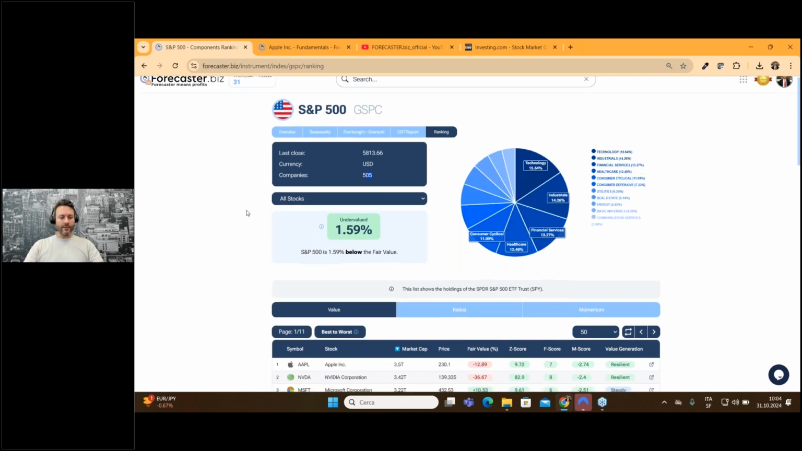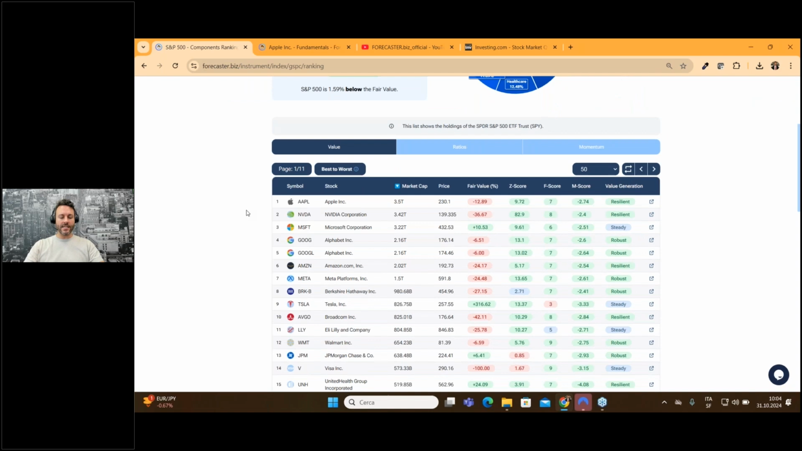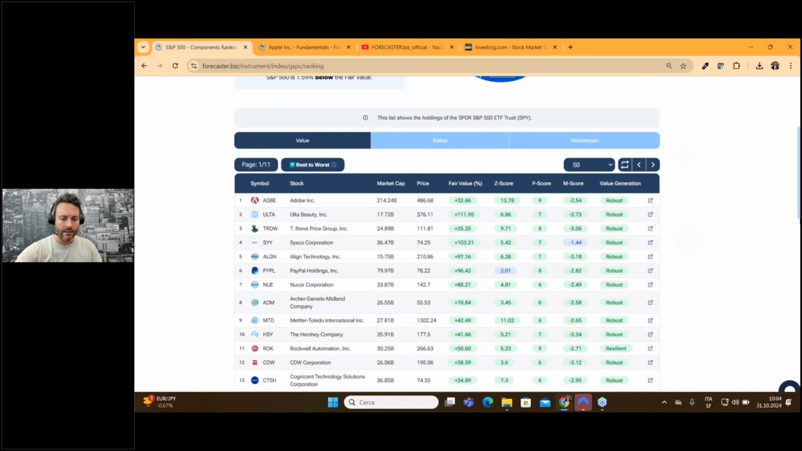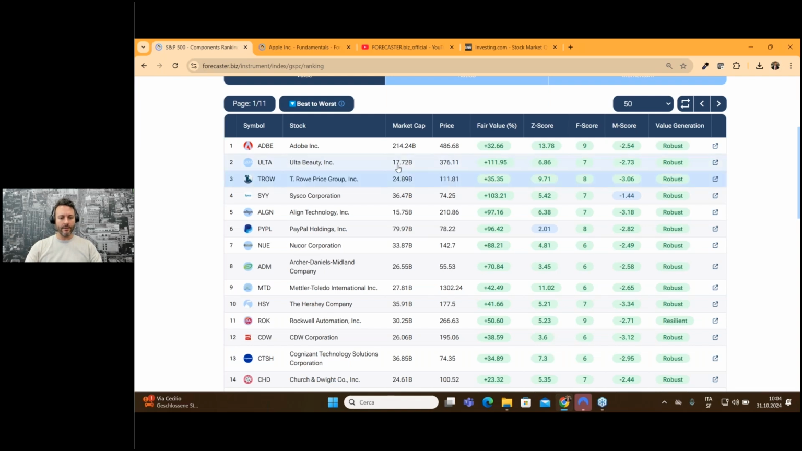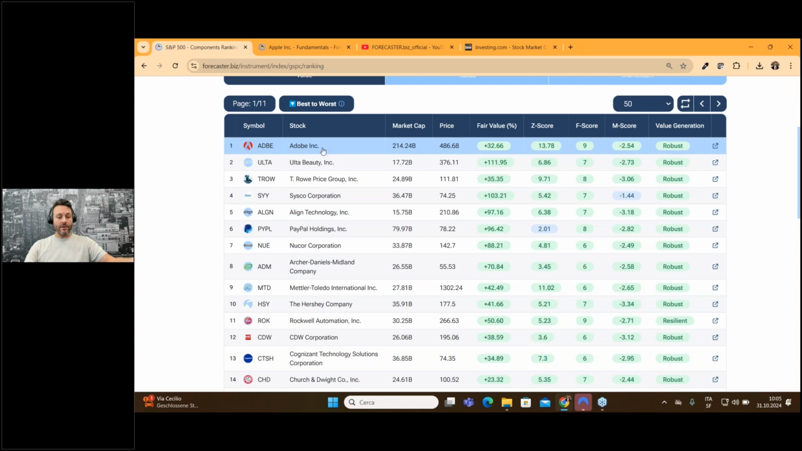If we would like to search for the best investment opportunity in the whole index, and as I told you before, you can do this not only on the S&P 500 but on all the indexes we have around the globe, you just click on the best to worst button. Very simple, you can find the best opportunities on the market. Here you find the list, starting from the very best to the worst.